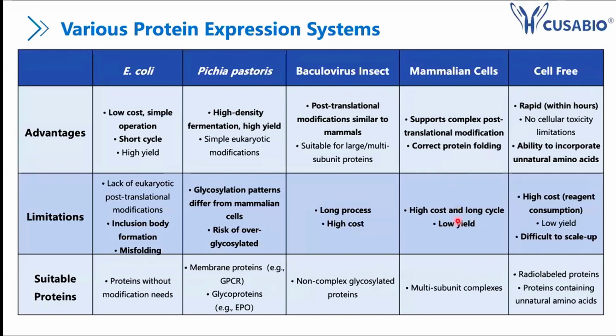And also regarding the protein yield, with the mammalian cell expression system, the yield will not be as good as the other three. And for the cell-free expression system, I talked a lot, but I want to highlight that with the cell-free expression system, it is able to incorporate some unnatural amino acids into the proteins. So it's quite a benefit for some specific projects that researchers want to do.